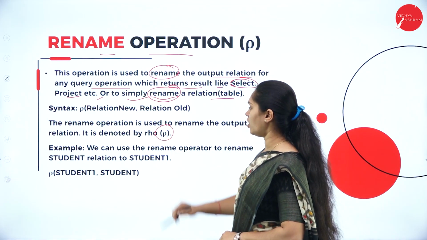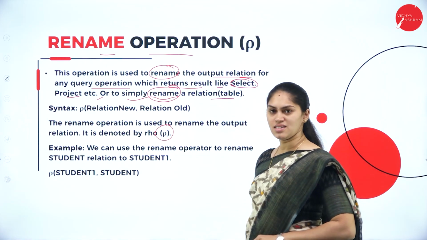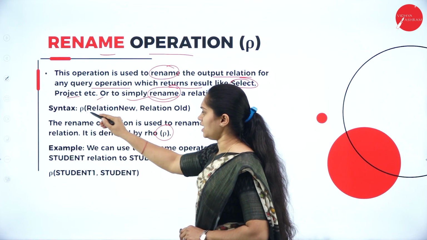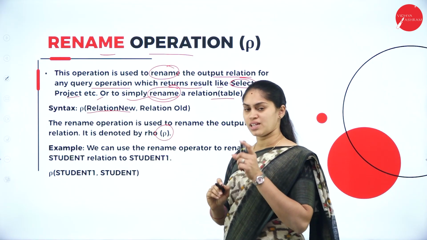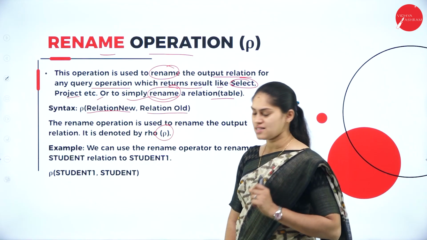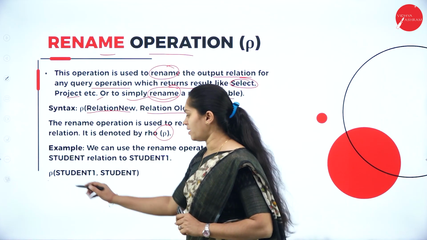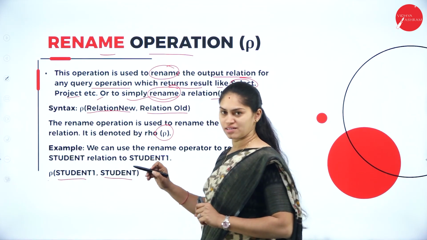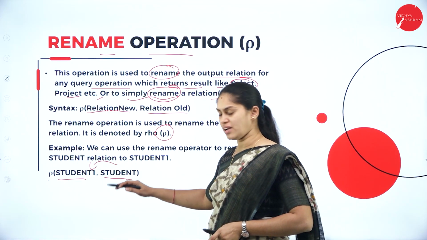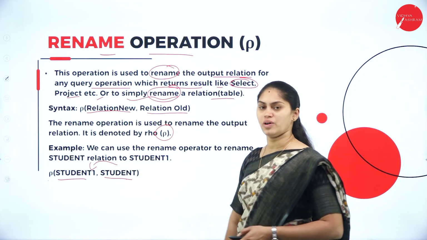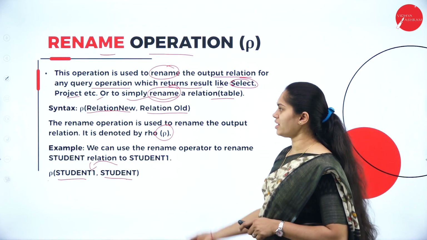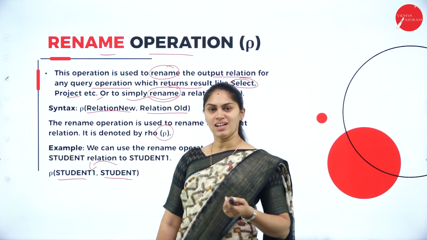We use a symbol called rho to specify the rename operator. Then what is the syntax here? First we mention the rho symbol and then the new relation, that is, you specify the new relation or table name, comma, the old relation. Consider the example here. We have the rho symbol and student1. It was student; now I am changing that into student1. The name of the relation was student, now it is changed into student1. This is how we perform the rename operation. So all these are the fundamental operations of relational algebra.